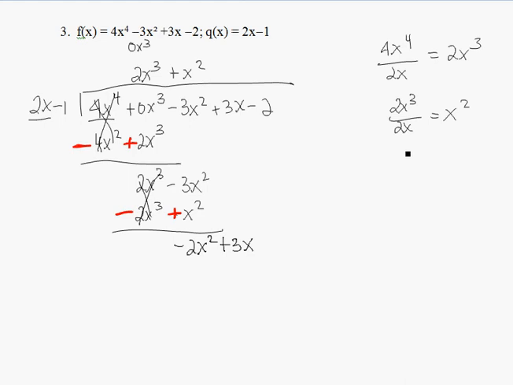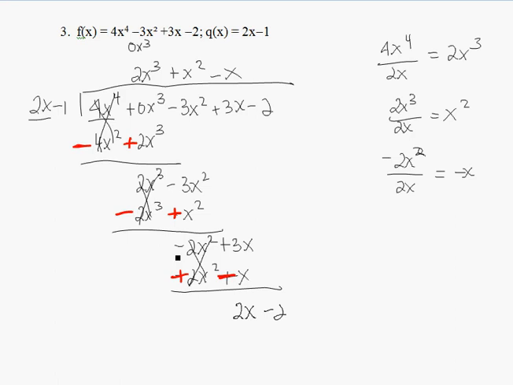So now I have negative 2x squared, divided by 2x gives me negative x. So I write a negative x up here. I multiply both terms, negative x times both terms of the divisor. So I get negative 2x squared plus x. I then change the sign of both of these, so this is negative, so now it's positive, and this is now negative. I combine like terms, those two cancel. I get 3 minus x, which is 2x minus 2.